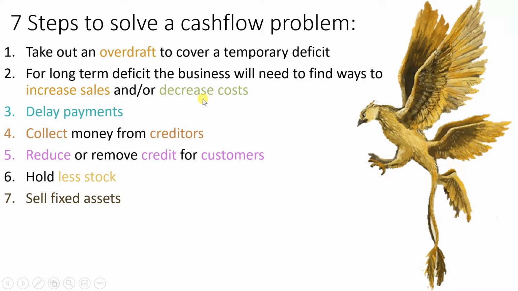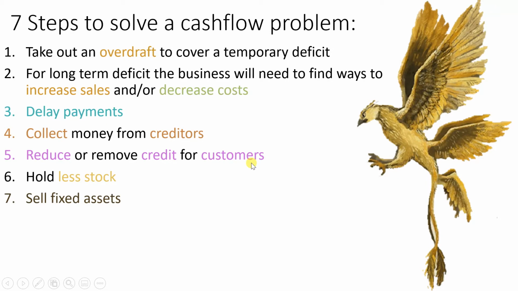So that could be that you are squeezing the profit margin. You need to reduce the sales price, but make sure you have some kind of profit so to keep the price over the cost of sales. Number 3, delay payments. Remember, that's using the 28-day payment period that most suppliers offer you. Collect money from creditors. The creditors are the ones who give loans to the business. Reduce or remove credit for customers.